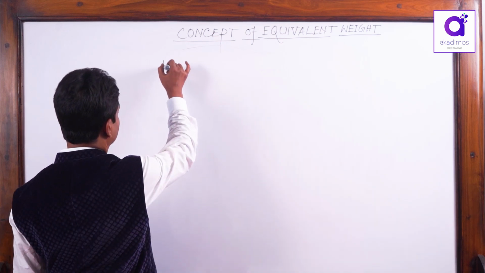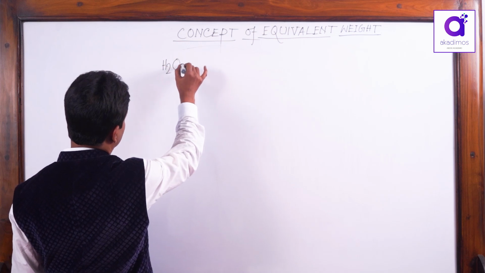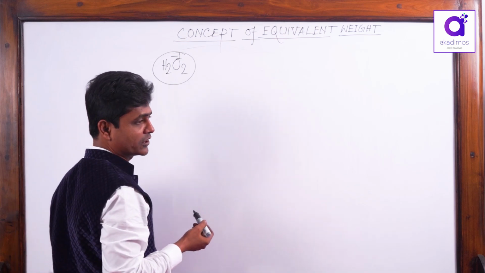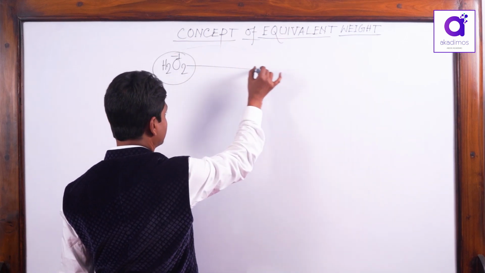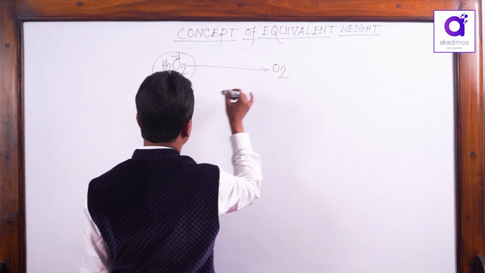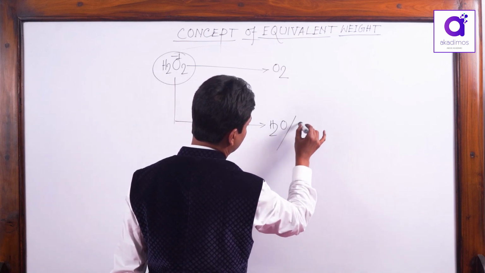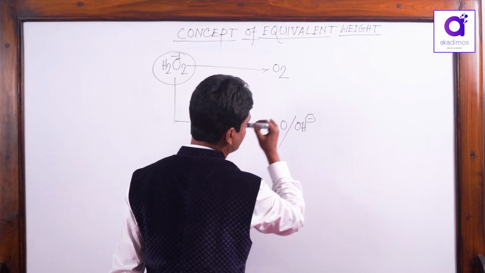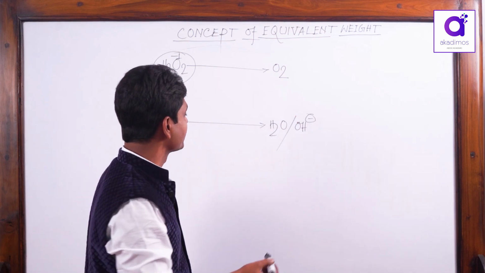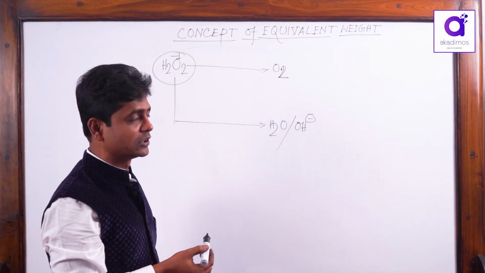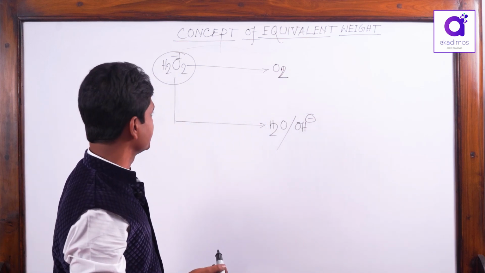Like H2O2. Here the oxidation state of oxygen is -1. It can oxidize to oxygen or it can reduce to H2O or OH minus. Remember this, H2O2 can act as both an oxidizing and a reducing agent.